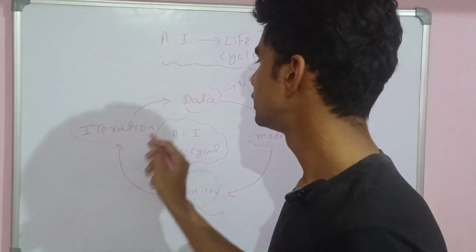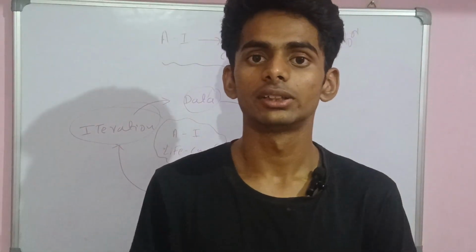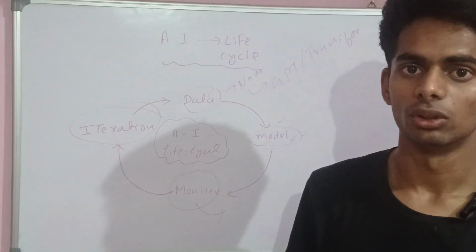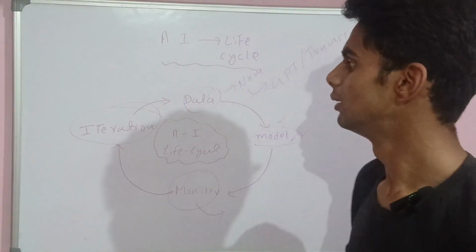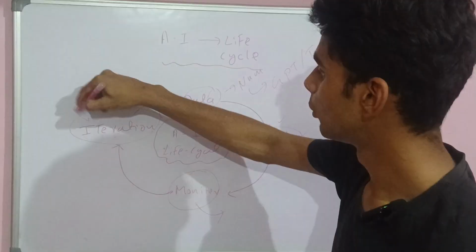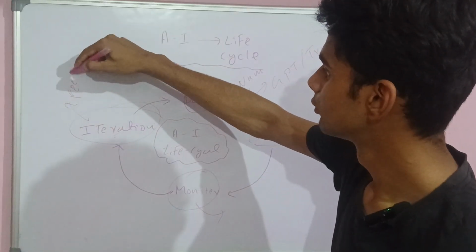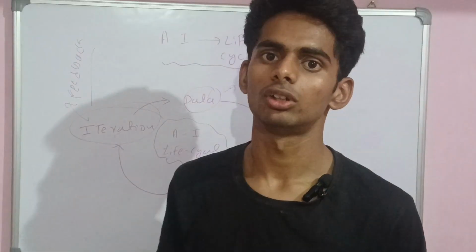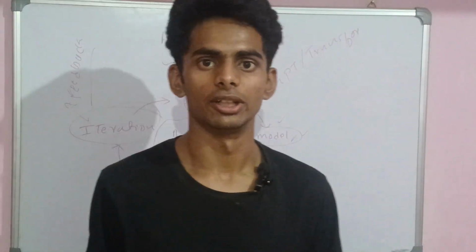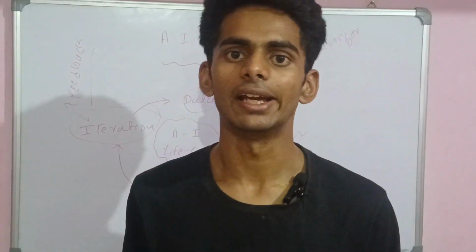And the last part is iteration. Iteration is all about giving feedback to the model to understand and learn much better. That's how the model works. So that's all about the AI life cycle.